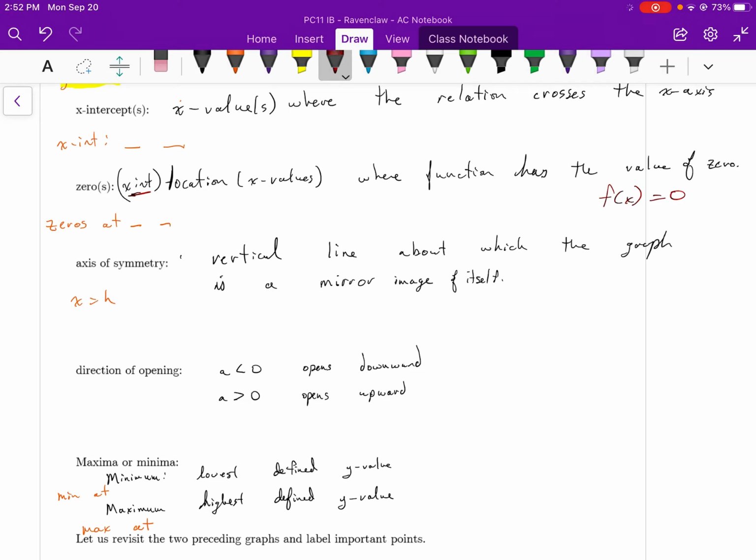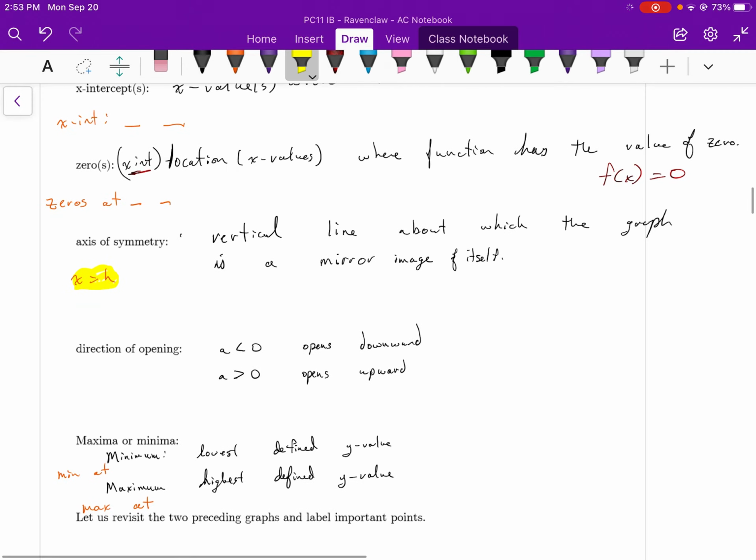The axis of symmetry. This might be new. It is the vertical line about which the graph is a mirror image of itself. Is there a vertical line that you could draw that cuts a parabola in half? I'm going to say yes. And that's always through the vertex. Now, vertical lines have the notation x is equal to. And as we'll see, all the axes of symmetry have to go through the vertex. So the equation of the axis of symmetry will be x is equal to h.